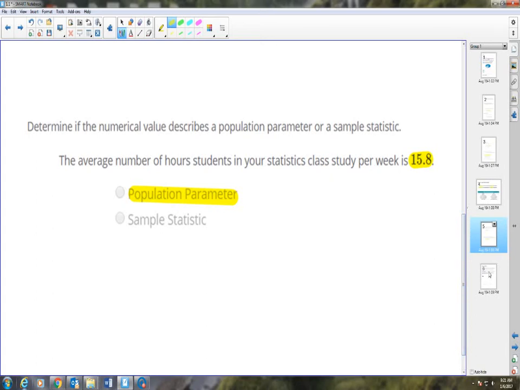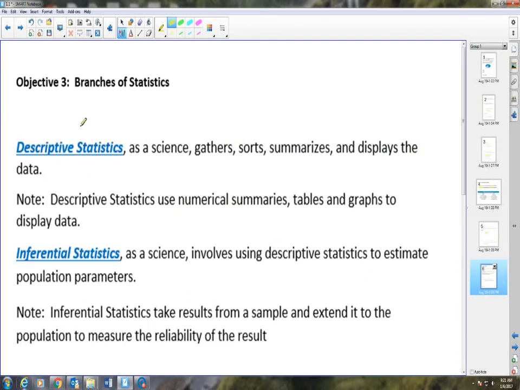All right, there are different branches of statistics. Statistics has been grouped into two major branches. One is called descriptive statistics. The other is called inferential statistics. Descriptive is what we're going to learn in chapter 1, chapter 2, and chapter 3. Inferential will be something later in the semester.